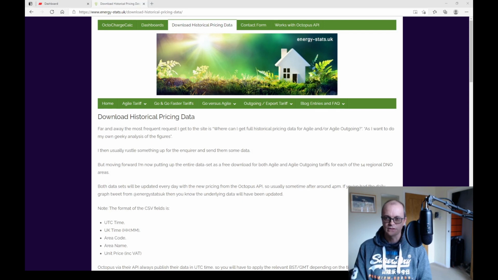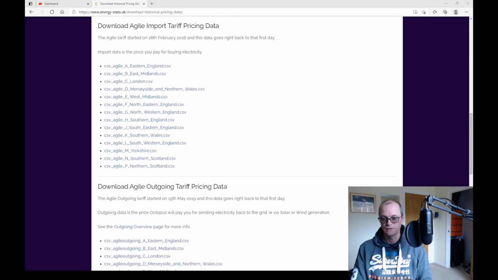So with Octopus Agile, you've got a unique price for each half hour period of the day for each day of the year. And rather than taking a guessing game at what those prices might be in the future, we can have a look at historical data. And you can go to this website on Energy Stats UK and you can download CSV files. And we've got two spreadsheets. One is for the import tariff and the other one is for the outgoing tariff.